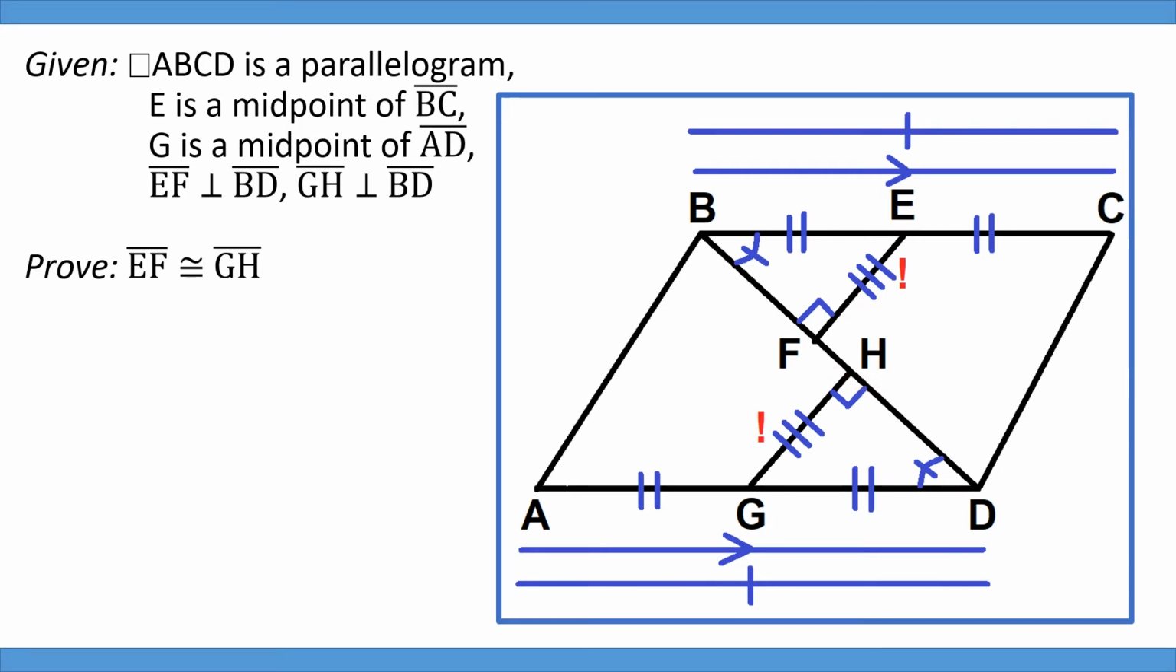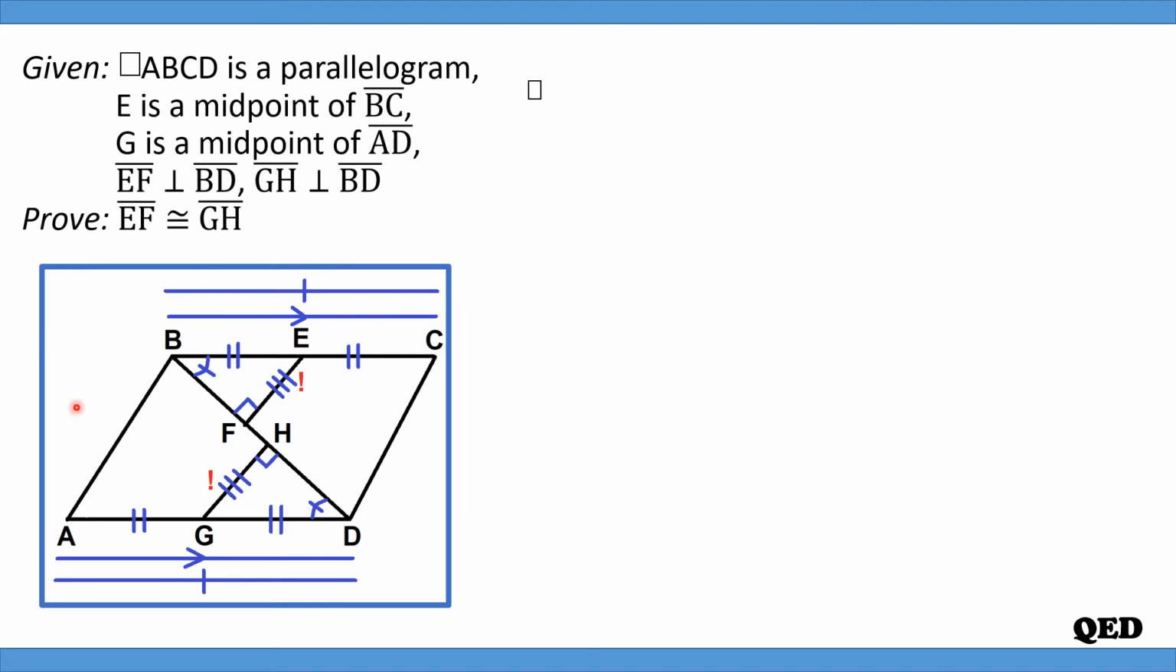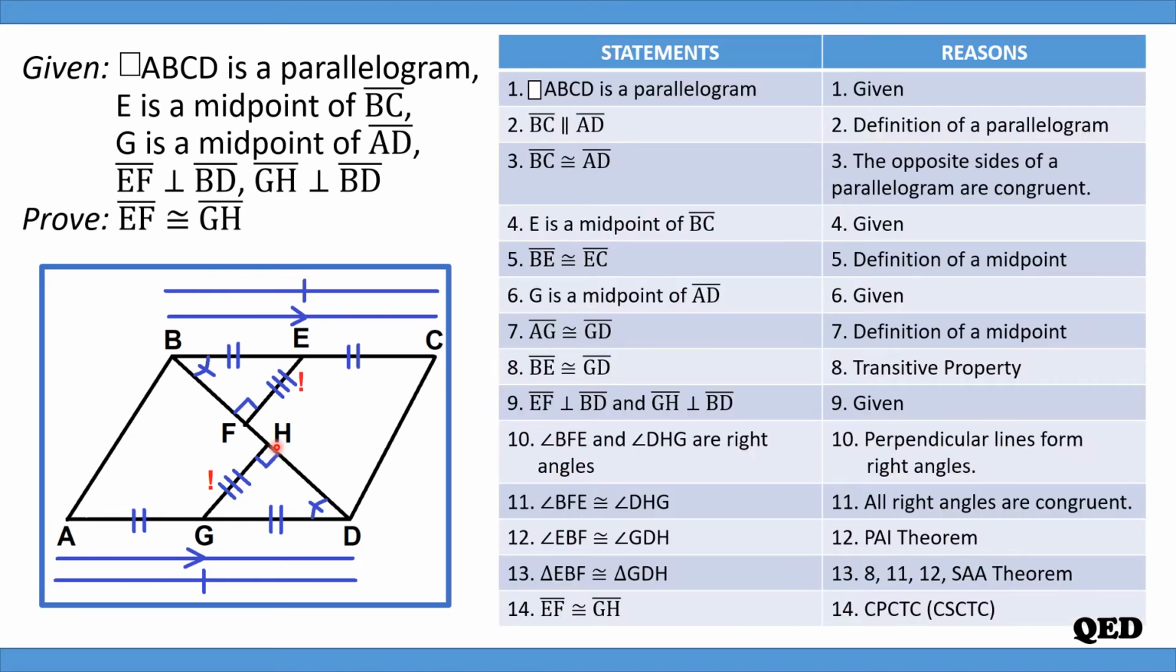So now we have already three corresponding parts. So we can say that triangle BEF is congruent to triangle DHG. And since these two triangles are now congruent, then line segment EF and line segment GH are now congruent. So let's have the formal proof.